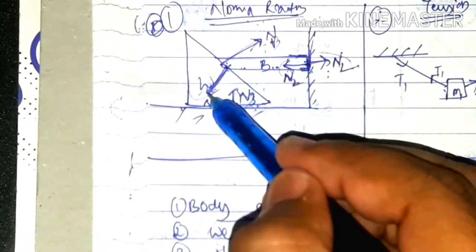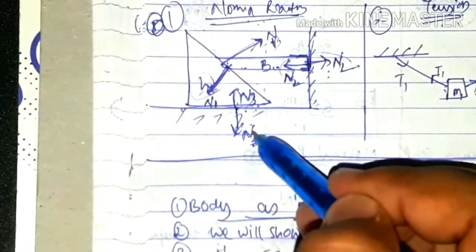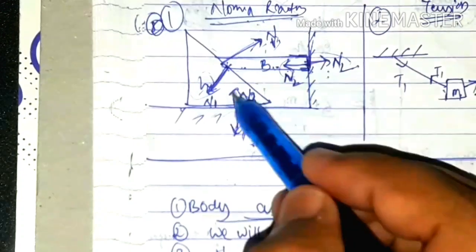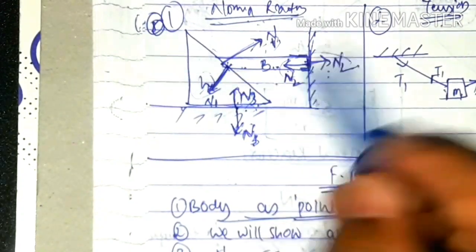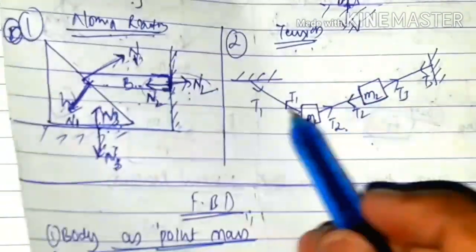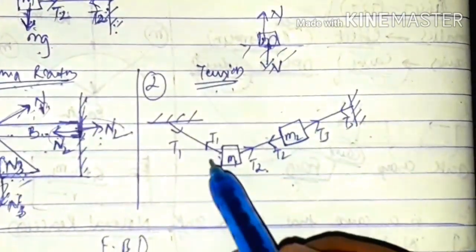So this is N1, N1, N2, N2, N3, N3. So this is the normal reaction in terms of this. This one example is over. Now similarly, another example for tension. So let's see tension here.